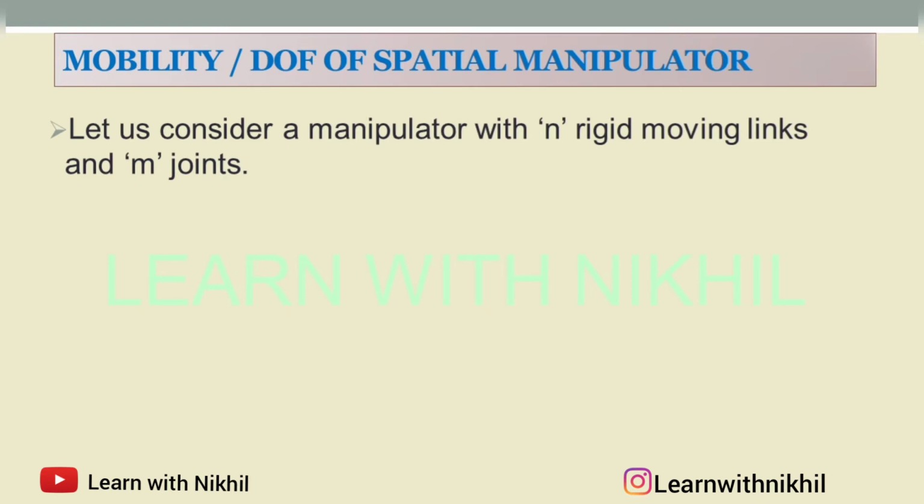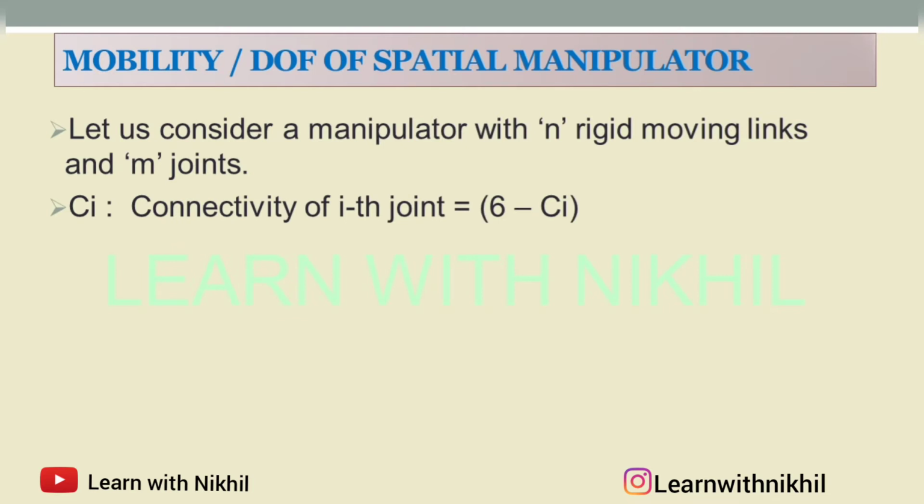Let's consider a manipulator with n rigid moving links and m joints. You consider n as links and m as joints. In a robot you have joints and links, and you have to find the degree of freedom. So how can you calculate it knowing the links and joints? Ci is considered the connectivity of the ith joint, that is 6 minus Ci. Now why have I considered 6?